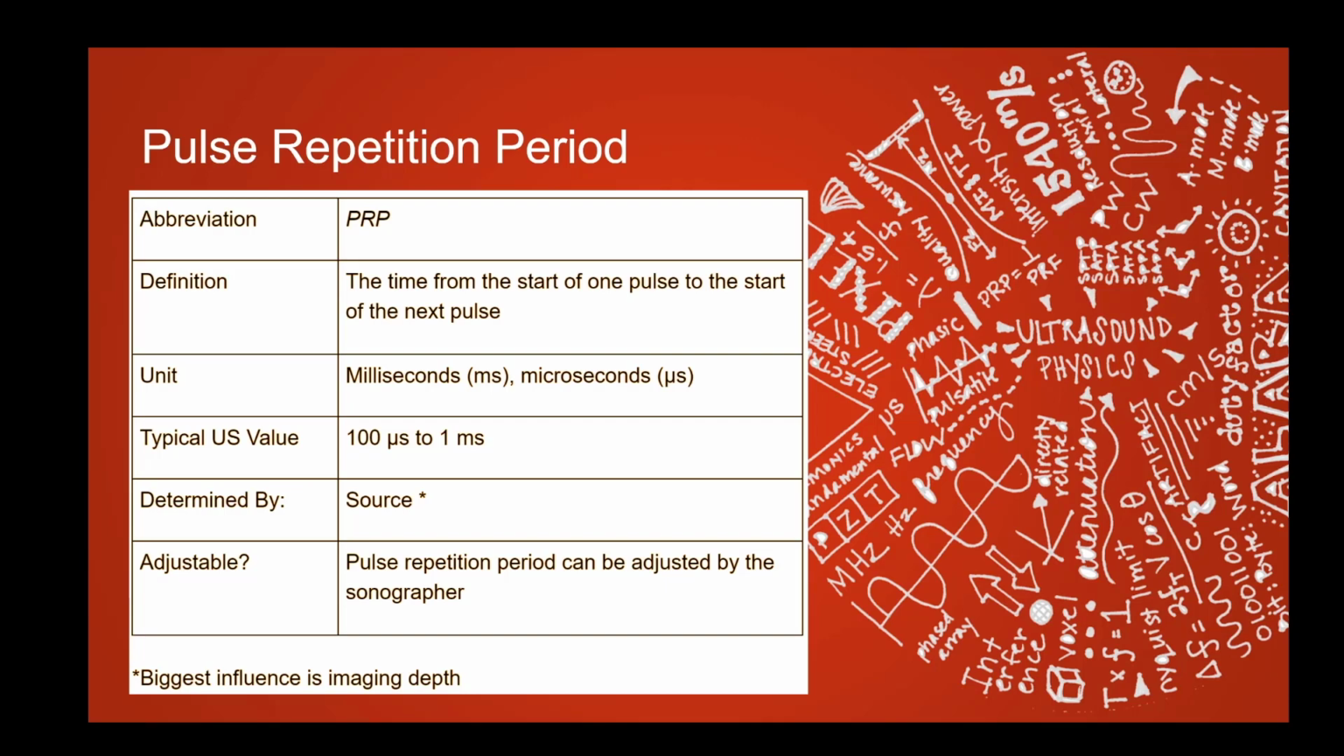So it is determined by the source initially, but the depth that you have your machine set to, that is going to be the biggest influence on PRP, or pulse repetition period. And because it is based on the depth, it is adjustable. If we adjust the depth that our machine is imaging to, then we are adjusting the pulse repetition period.